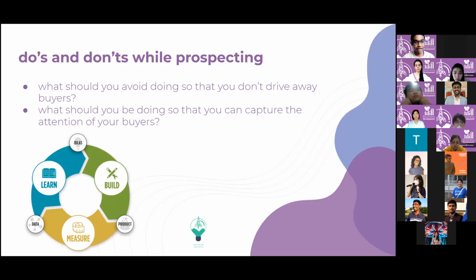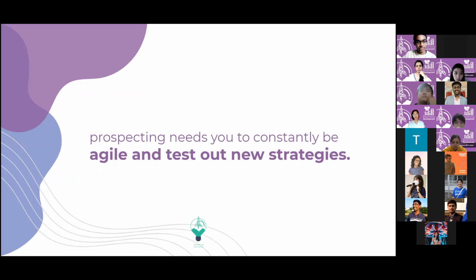How does it apply in prospecting? Thus far I've been telling you that there is no one particular channel that can guarantee results, or one particular way of doing prospecting that can always guarantee results. So that's why you always need to try. You always need to be agile. And that's where the loop of build, measure, and learn comes from. So the whole concept is you need to be agile and you need to try new strategies.